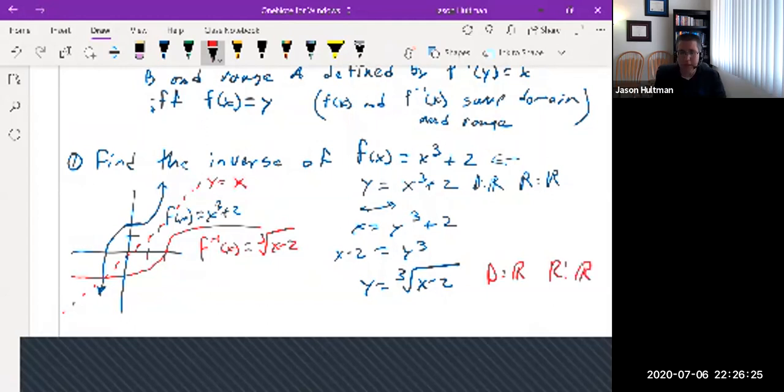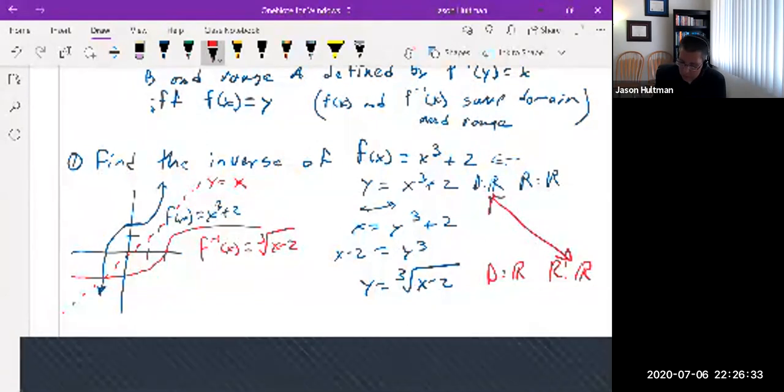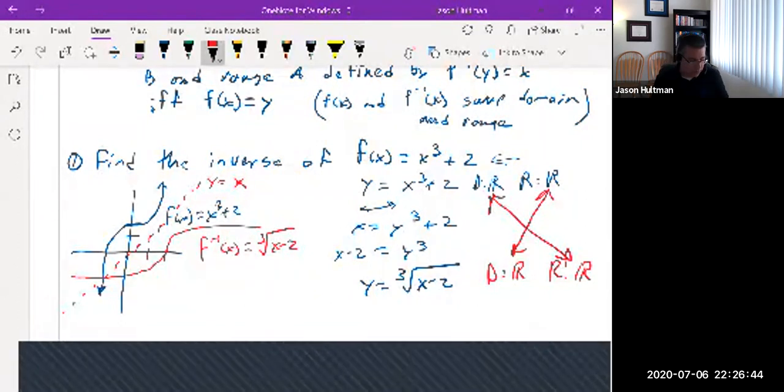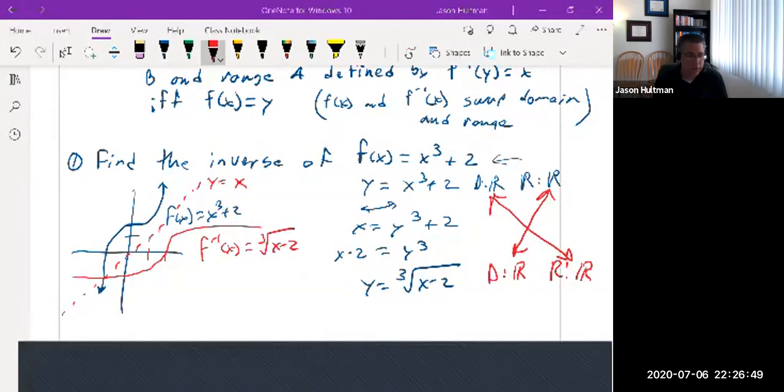Now, does that make sense? Does that make sense that the domain of the original function is all real numbers and the range of our inverse is also all real numbers? Well, yeah, absolutely. Why? Because in order for it to be an inverse, what are we going to do? We're going to swap domain and range. Isn't that the whole point of the properties of the inverse? Yes, it is.